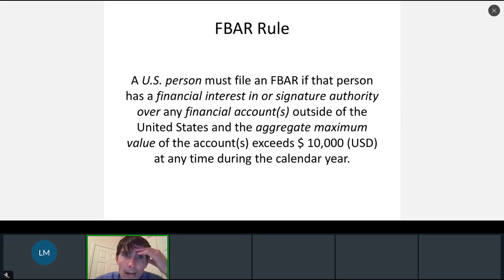So I do want to circle back a little bit to this FBAR, since willfulness comes up a great deal in the context of violating the FBAR by failing to file it. So what does the FBAR rule state? It states that a U.S. person, and by U.S. person, that doesn't necessarily mean a citizen. It could be a U.S. resident. There are some residency requirements that have to be looked at.